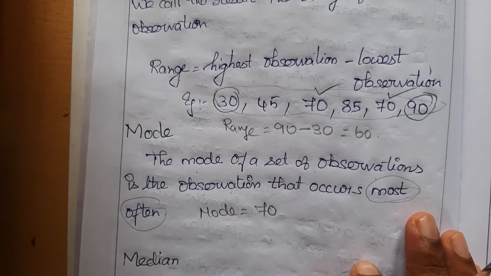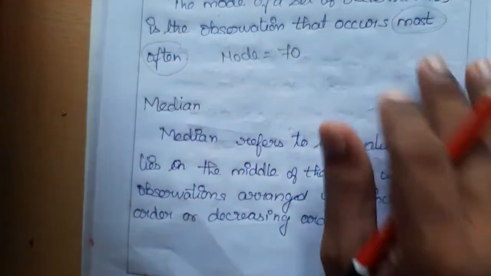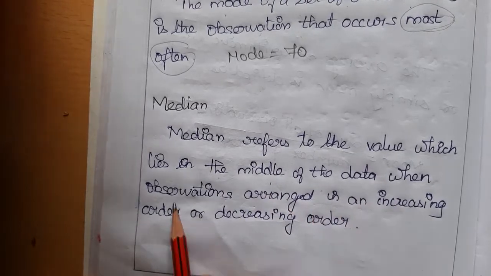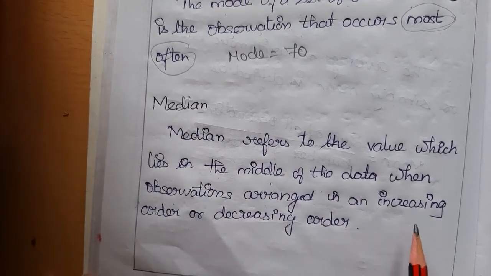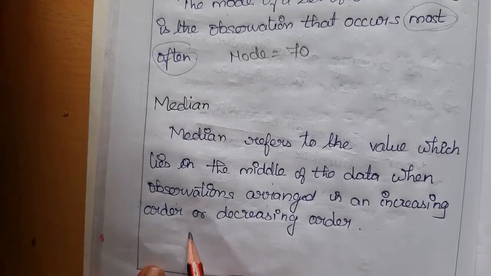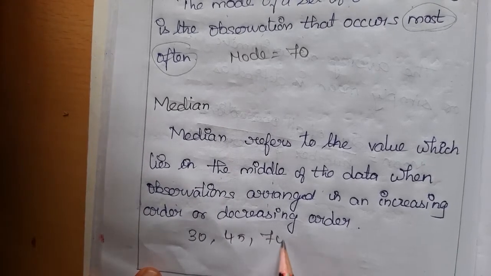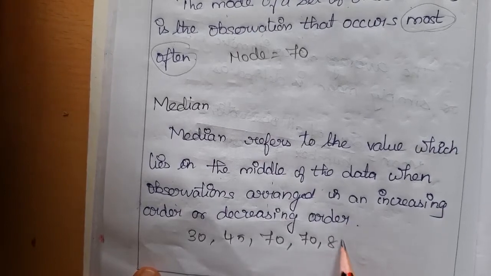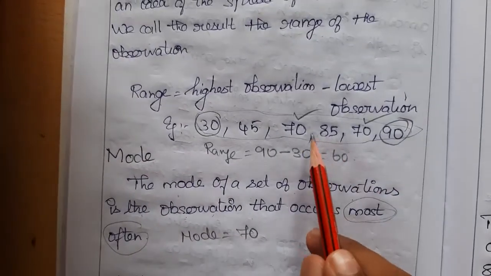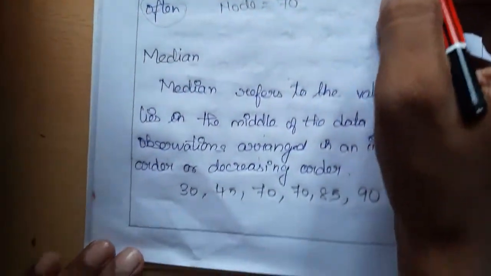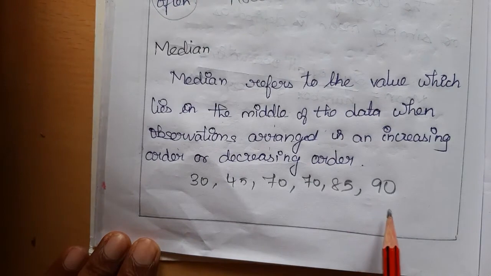Median. Median refers to the value which lies in the middle of the data when observations are arranged in increasing or decreasing order. So first let me arrange in increasing order: 30, 45, 70, 70, 85, 90. As given here, it is not in increasing order, right? 70, then 85 increased, and again 70 decreased. So after writing in increasing order, we can find the median.